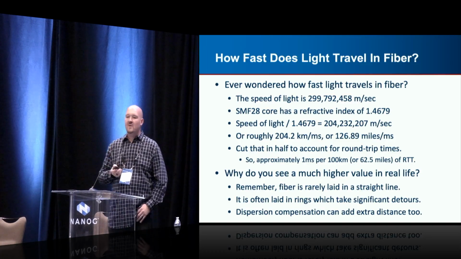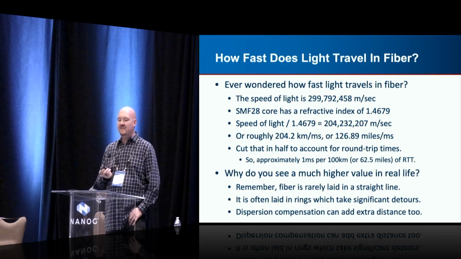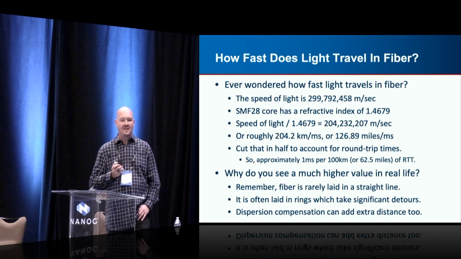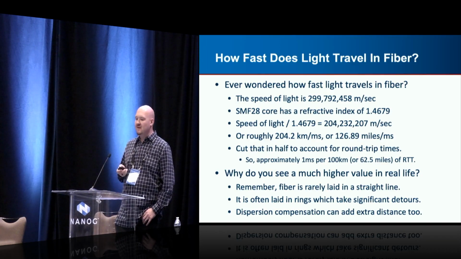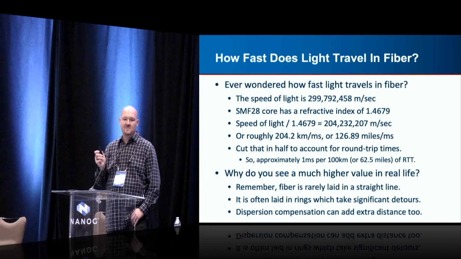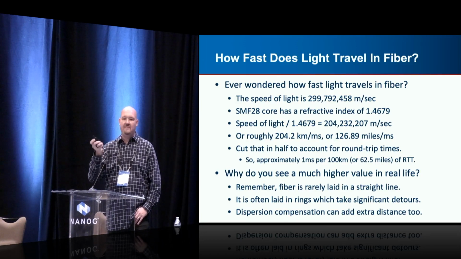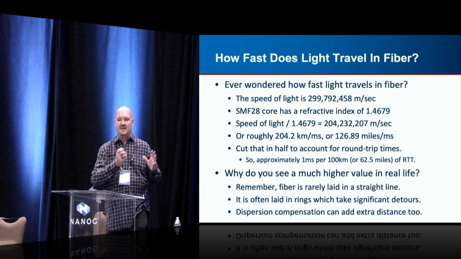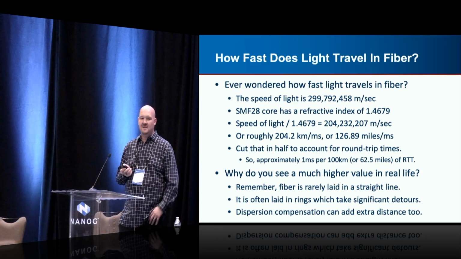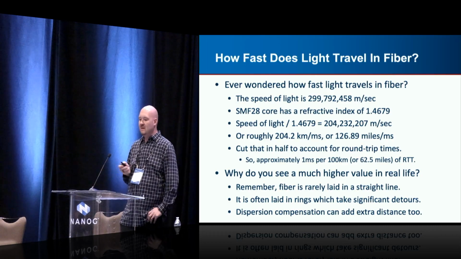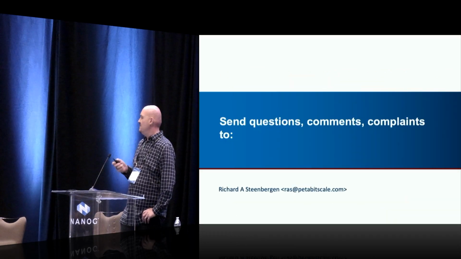If you ever wonder why you see much higher values than that in real life, remember the fiber's rarely laid in a straight line. It's usually in rings, going through structured cabling all over the place. There might be dispersion compensation spools, but that's how fiber affects latency as you go thousands of kilometers. That's pretty much it. Questions?